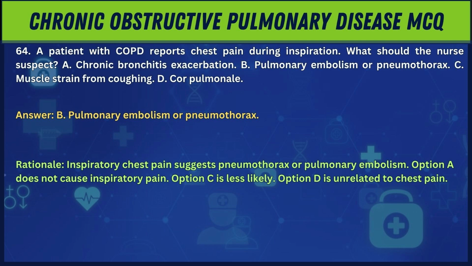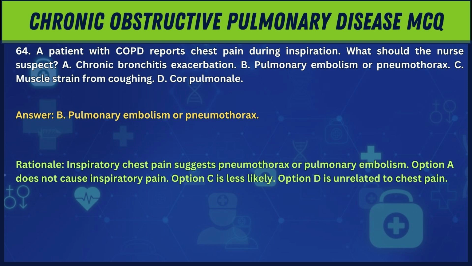64. A patient with COPD reports chest pain during inspiration. What should the nurse suspect? A. Chronic bronchitis exacerbation. B. Pulmonary embolism or pneumothorax. C. Muscle strain from coughing. D. COR pulmonale. Answer: B. Pulmonary embolism or pneumothorax.